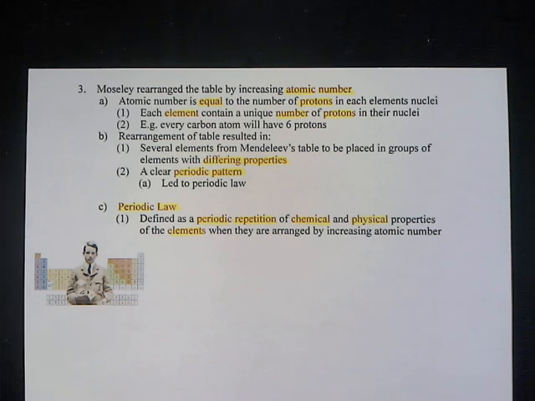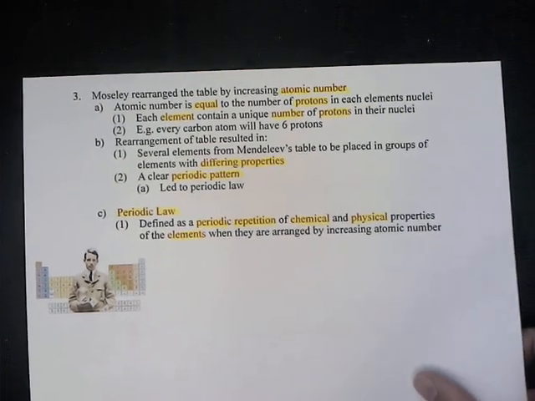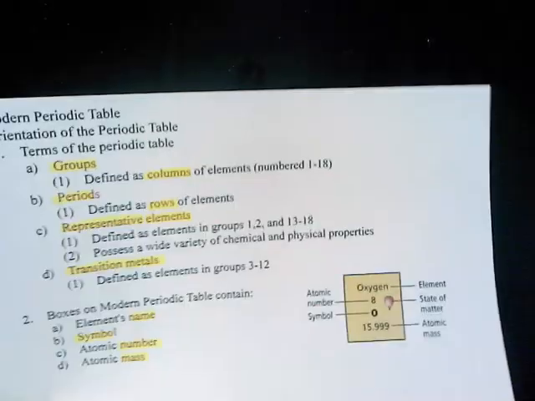Because we have the elements arranged in the modern periodic table, we are able to identify some different areas here. All right, so let's go ahead and orient ourselves to the periodic table.